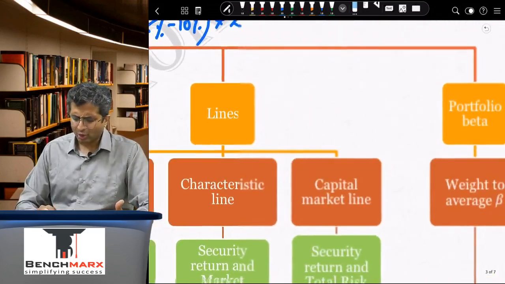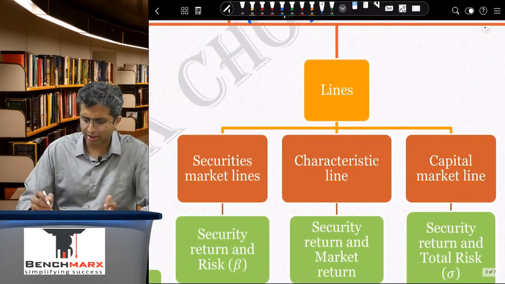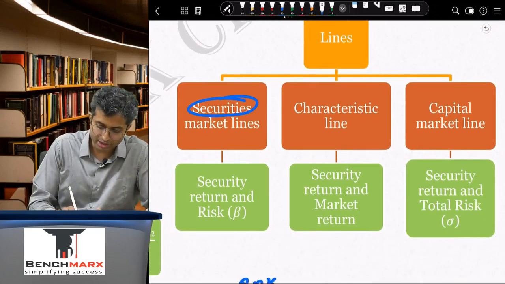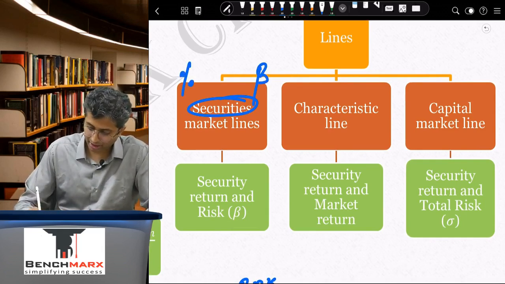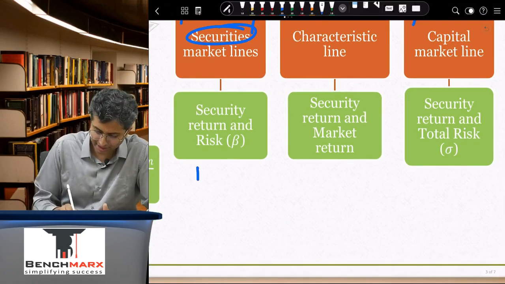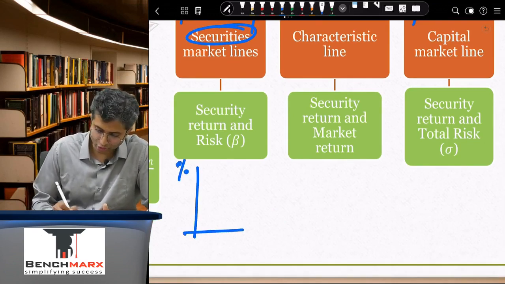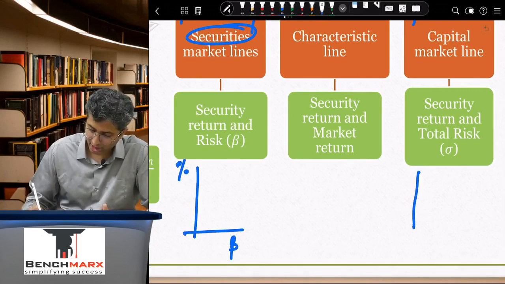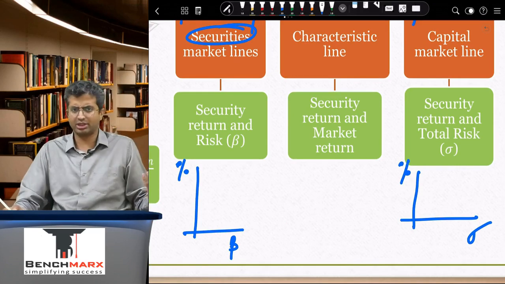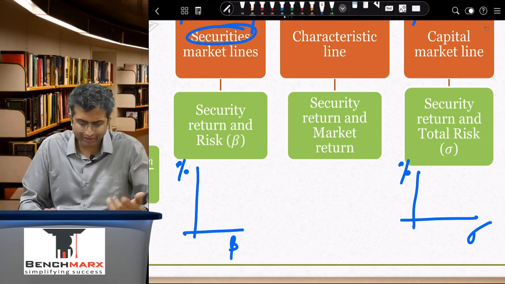Okay, now there are a few lines which are studied in this chapter. There is something called a securities market line, whereby you study your return, your percentage return with risk, that is beta. Capital market line, where you study the percentage return with standard deviation. So when you prepare a chart, you would take, for example, the return percentage on one axis and beta on the other axis. You will take, for example, the return percentage on one axis and the standard deviation on the other axis.